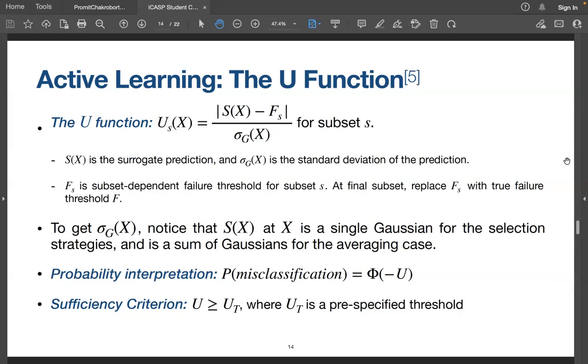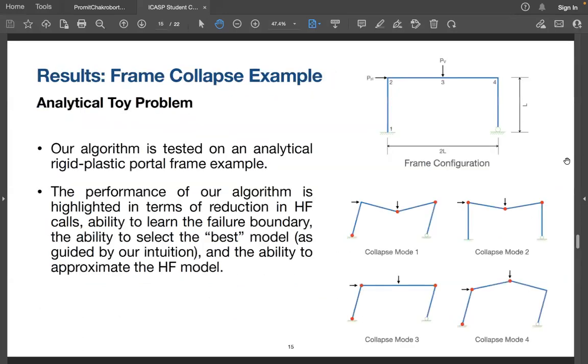To compute the standard deviation of the prediction, you can notice that for the selection strategies, the surrogate S is basically a single Gaussian distribution, whereas for this averaging case, S is basically the weighted sum of Gaussians, and therefore it's still a Gaussian, so we can easily compute sigma G. Now, the U function allows for a probability interpretation, which leads to the sufficiency criterion, which states that if our U value is greater than a pre-specified threshold, then we say that the surrogate is sufficient at that point. Otherwise, we say that the surrogate is insufficient.